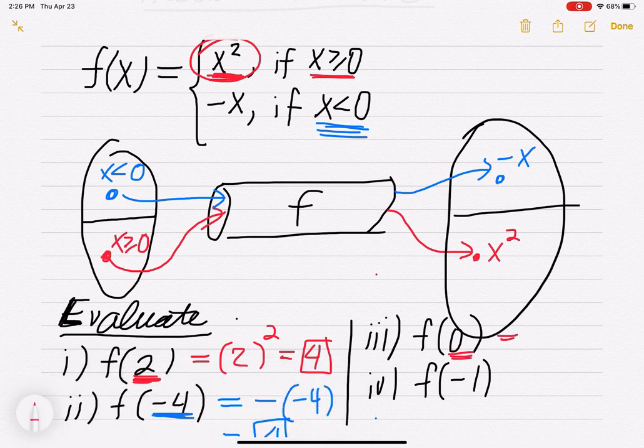So we're going to plug that into blank squared. Right, x squared is the outcome there. So in place of the x, we're going to put a 0. So 0 squared is what we're going to do. 0 squared is 0.